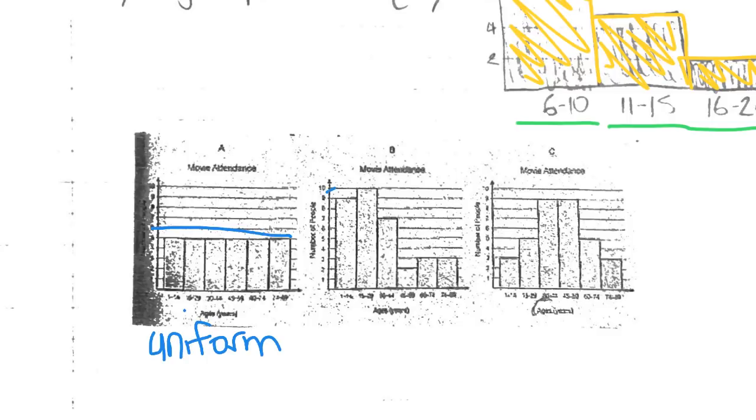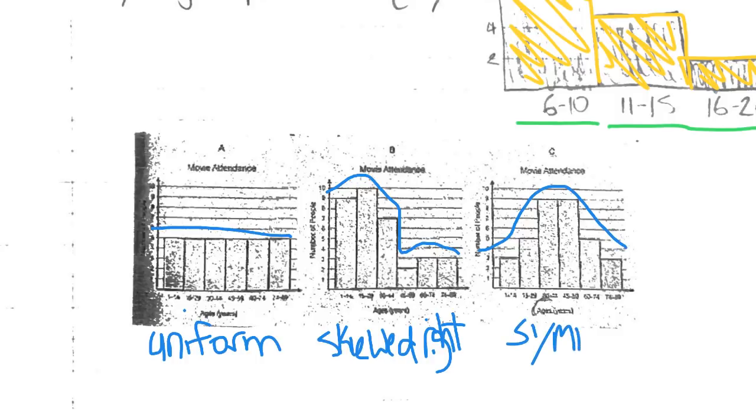Then this one over here, it goes up, it goes down, it goes way down, back up a little bit. So if we were skiing on this, we would be skiing down to the right, so it would be skewed right. And then our last one, when we follow this, it looks pretty similar on both sides, so we would call that symmetrical.